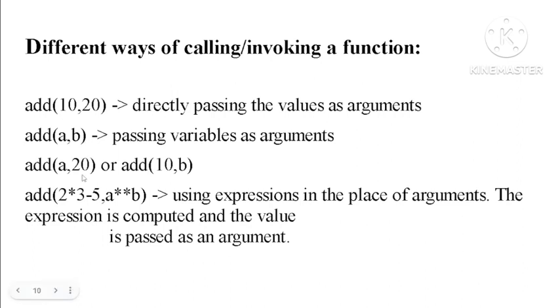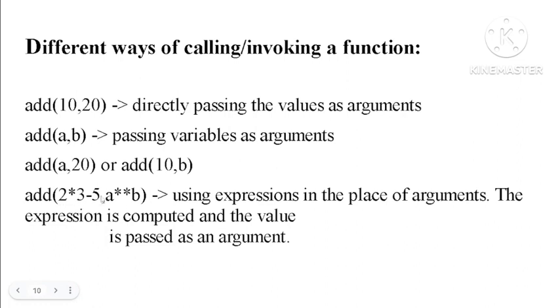Or you can have a combination. You can have one variable name and one value. You can have one value or one variable, or it may be a combination, any way. Not necessarily that. You can also have an expression. What happens when you give an expression? This expression gets evaluated. 2 into 3, 6 minus 5 is 1. So 1 comma a power b, say 2 power 3, 8.